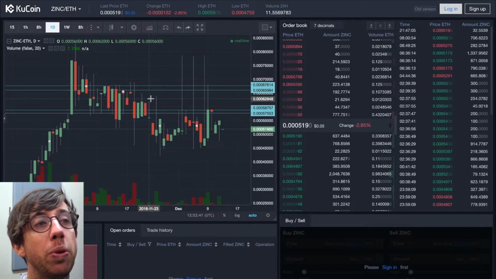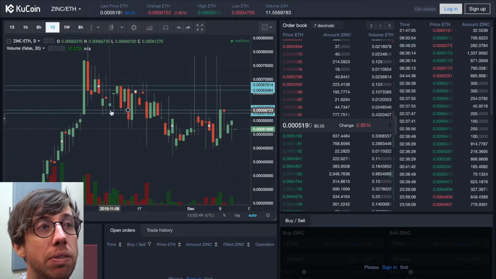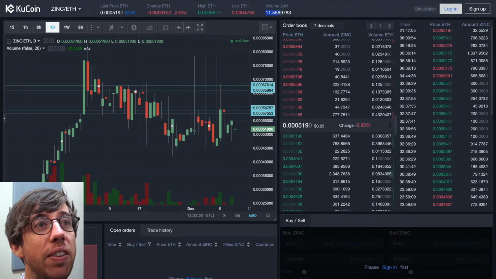So what do you do with 3Commas on a chart like this? Well, the first thing you do is you identify a good place of support that you want to trade above. You want to find a heavy resistance point that you want to trade below. And because this is a very, very low volume chart, only 11 Ethereum in the last 24 hours.